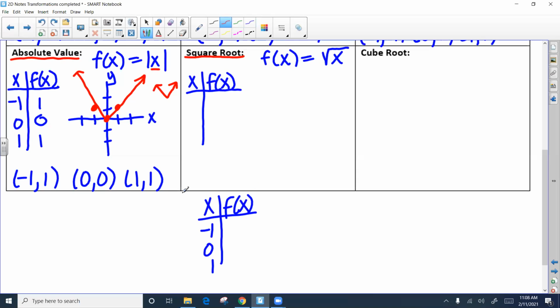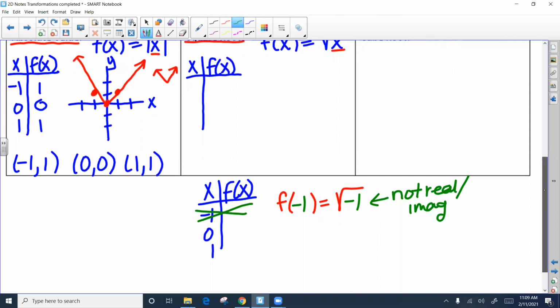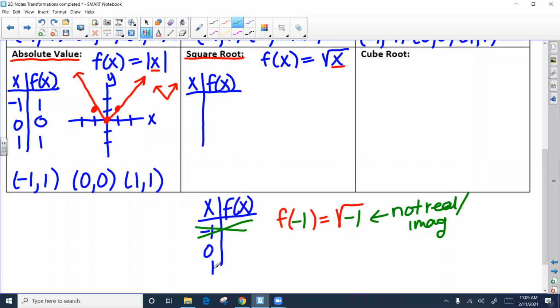Okay. So on this function, f of x equals square root of x, if I try to plug in a -1, look what happens. F of -1 equals square root of -1. Square root of -1 is not real. It's imaginary. So I can't plug in the -1. So this is the one case where I'm not going to use -1, 0, and 1. I am still going to use 0 and 1. But let's get one more number in our chart as well.